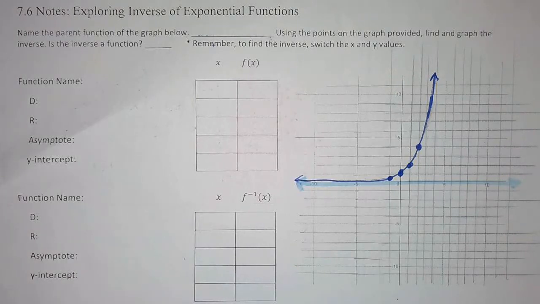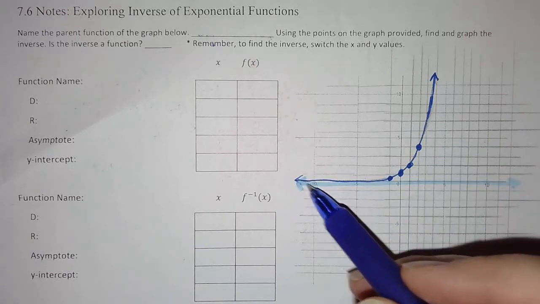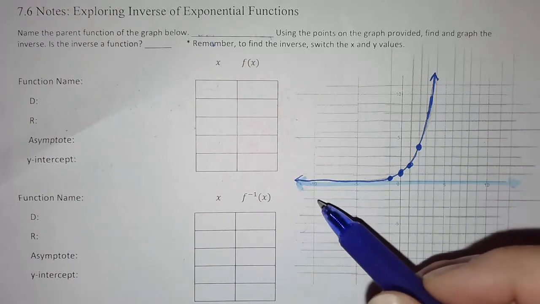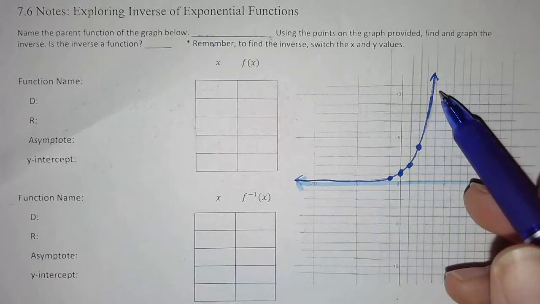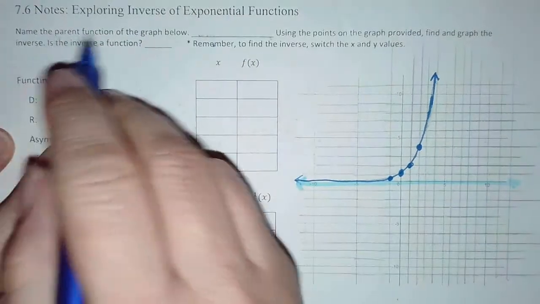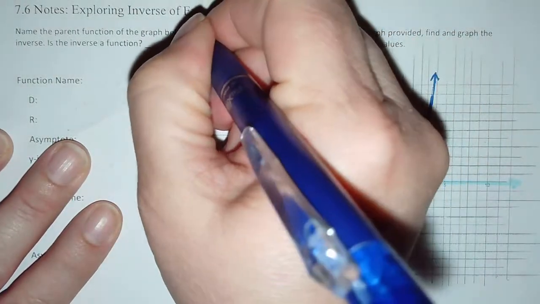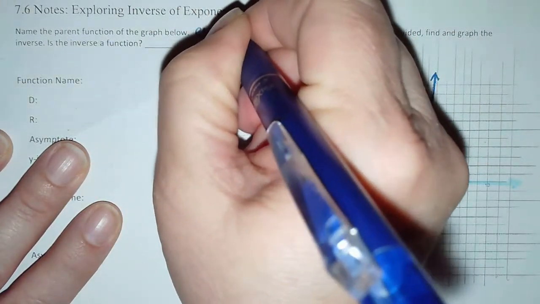Today we're graphing logarithms, and the introduction to graphing these functions will be a reminder that a logarithm is the inverse of an exponential graph. The graph on your note sheet is an exponential graph. So here for name the parent function, it's exponential.